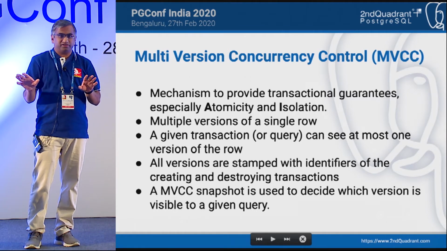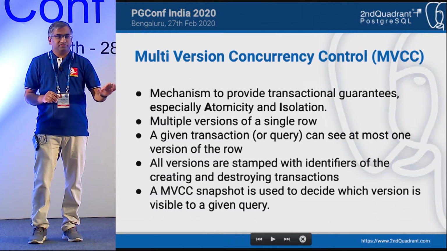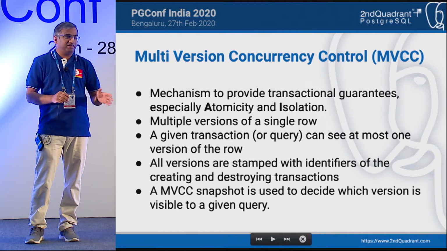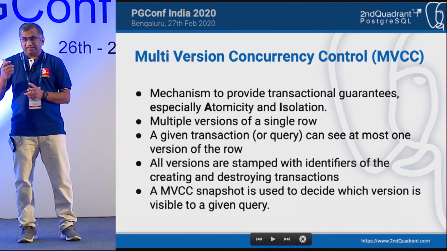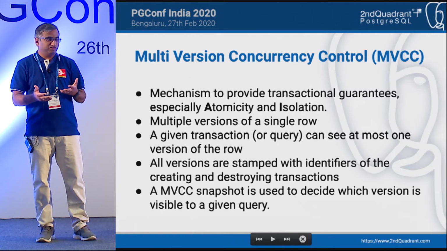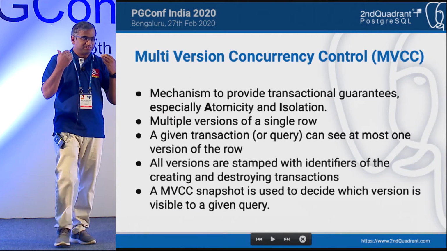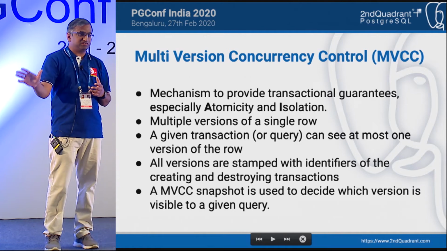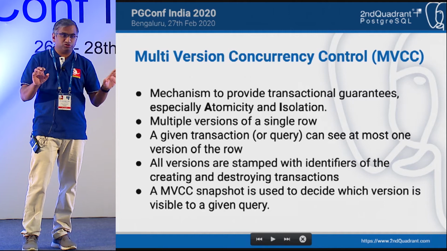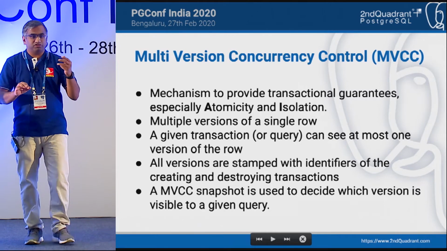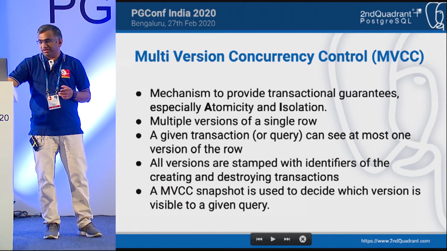And these are 32-bit integers, as I said. So you stamp the creating XID, and you stamp a row with the destroying XID. And then there is something called an MVCC Snapshot that we use while you are reading the table. You use the MVCC Snapshot along with the information that is stored in each of the rows to decide whether you can see a particular version of a row or not. And we are going to get into details of how we do that.